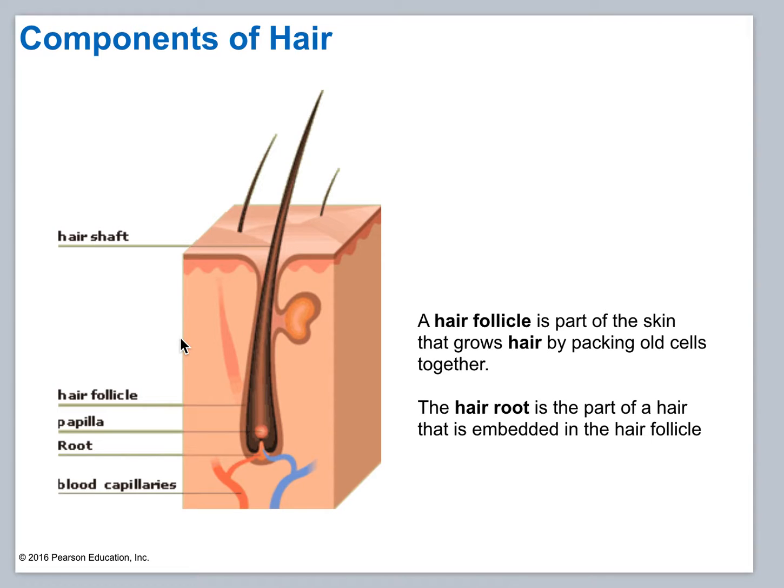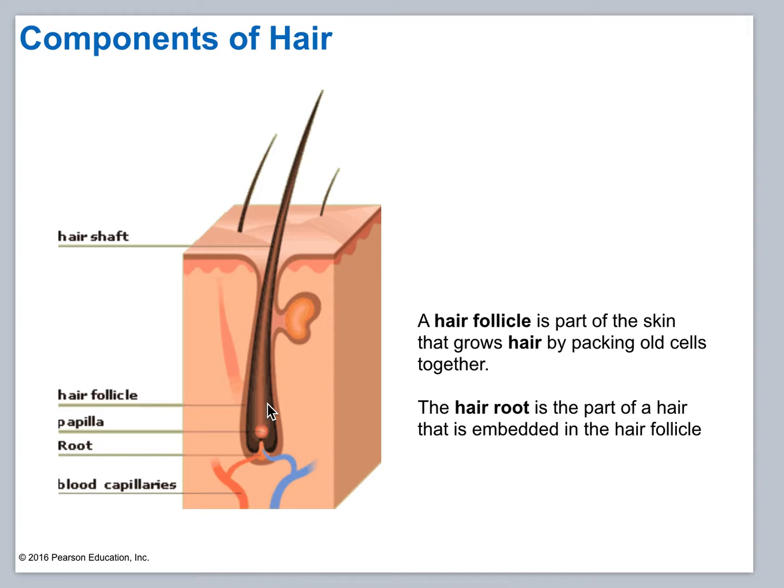We'll look at different components of the hair. Some we've already mentioned before. The hair shaft is the part of the hair above the skin. The hair root is the part of the hair below the skin. The hair follicle is this bulb area surrounding the hair root.